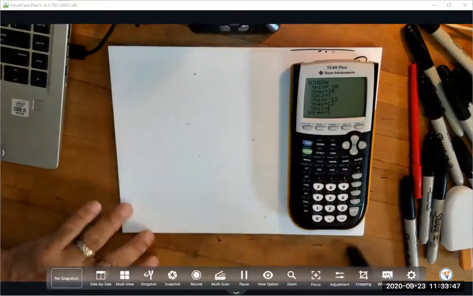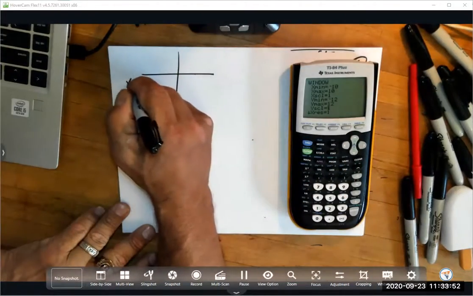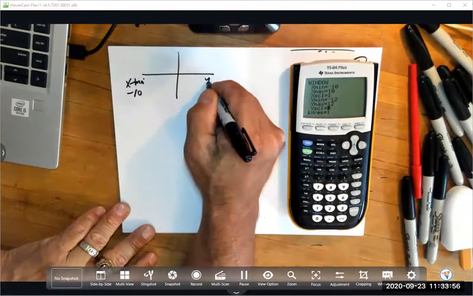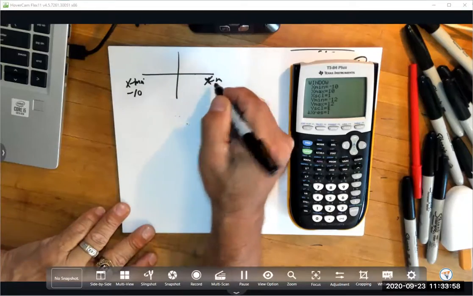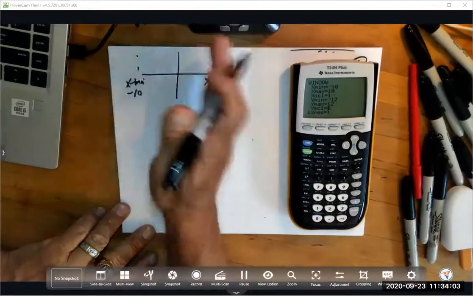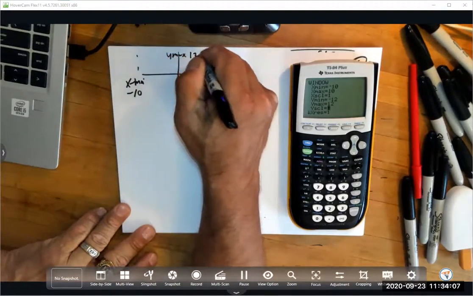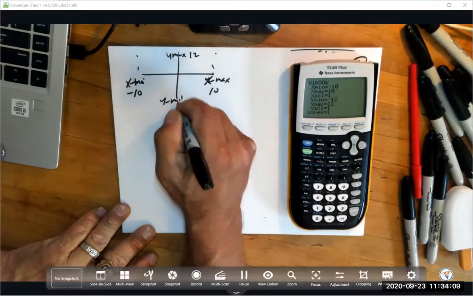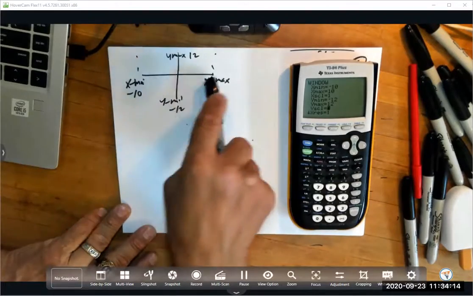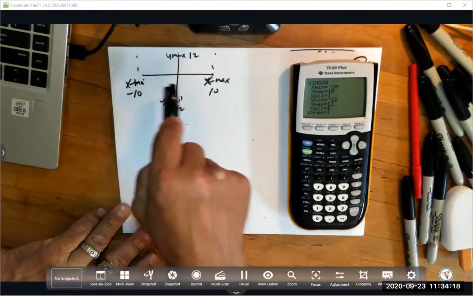And I'll tell you what that means. All that means is this: these graphs are always going to be stuck in here, between negative 10 and 10 for x. X min is negative 10, x max is 10. And then y max is going to be 12, and y min is going to be negative 12. So the graph's going to be somewhere in there. I do it like this because I'm going to make my graphs all fit in here. Every graph I do fits in here.